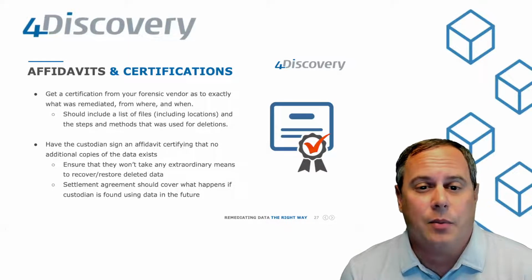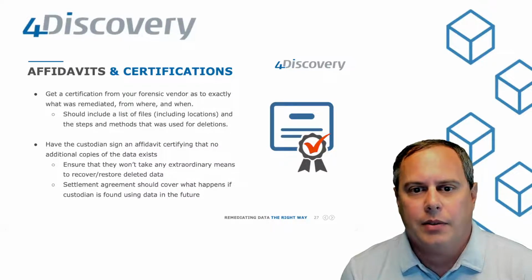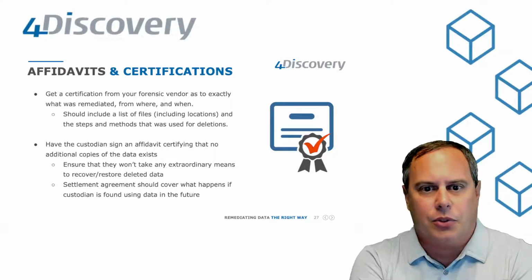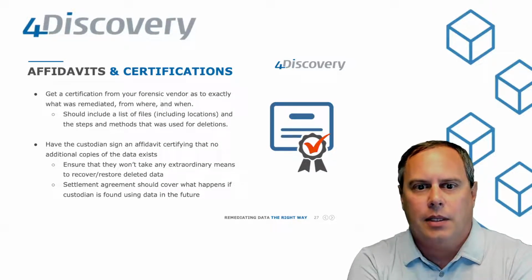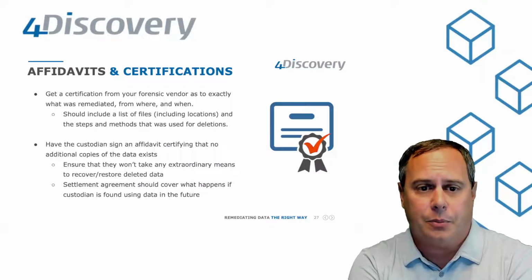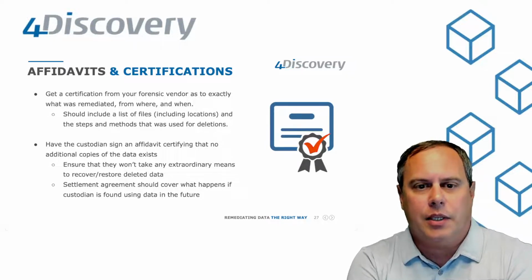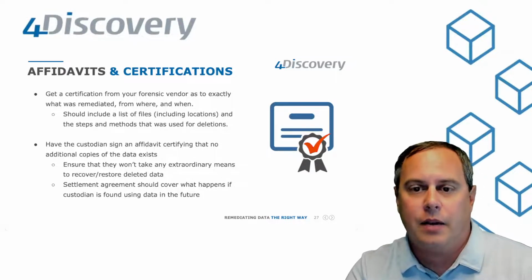And then you generally want something from the custodian, like an affidavit, saying that I'm not hiding the ball. There are no additional copies that exist. Something that says they won't take any extraordinary means to recover any of that data that's been remediated, right? They're not going to take their laptop and send it to a data recovery shop to carve out deleted files, or take any of that cloud information and place a request into Google or Dropbox to recover data that's been deleted less than 30 days ago. And then the affidavit or the settlement agreement should cover what happens if a custodian is found using that data, or is in violation of that at a future date.